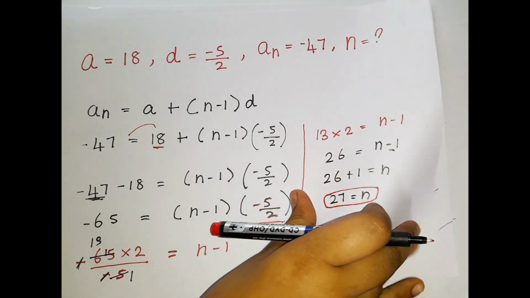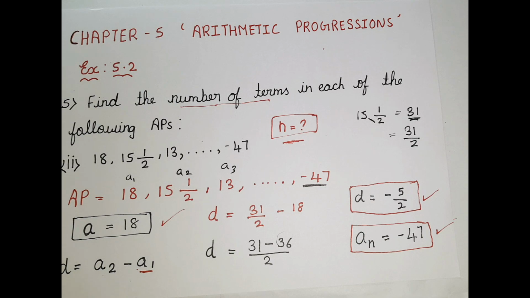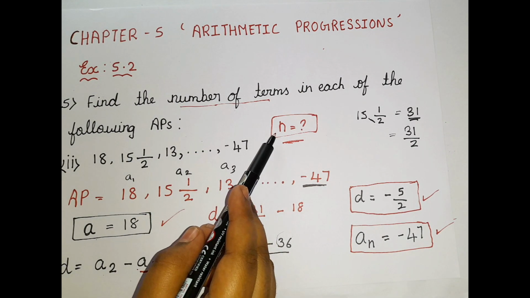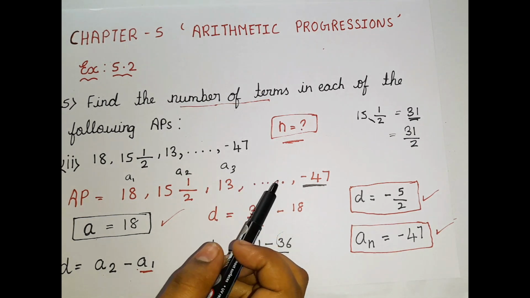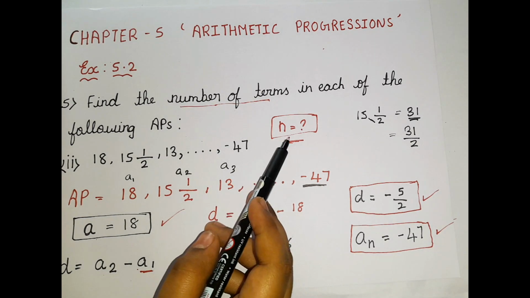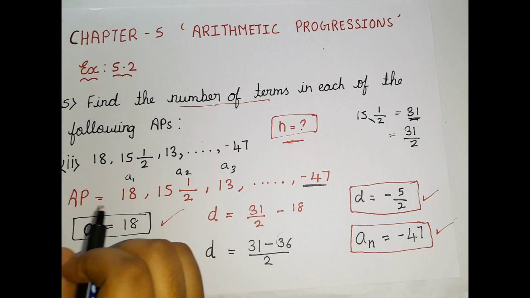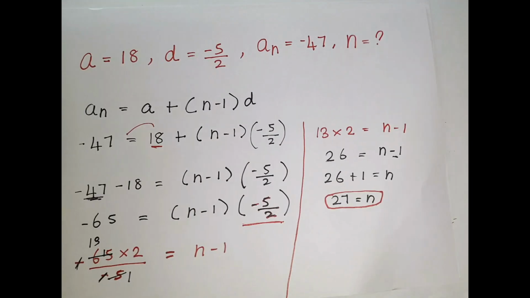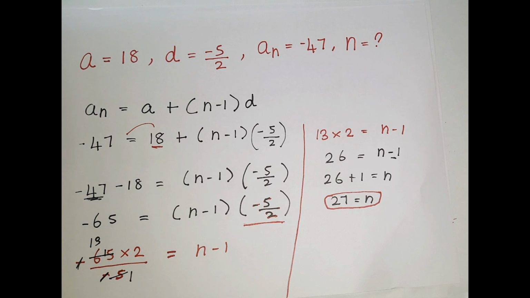According to the second subdivision, we are supposed to find the number of terms, right? So we just found it, because we know the N value, that is 27. So finally we solved the fifth question, both the subdivisions. In the next video I am going to be solving the sixth question.